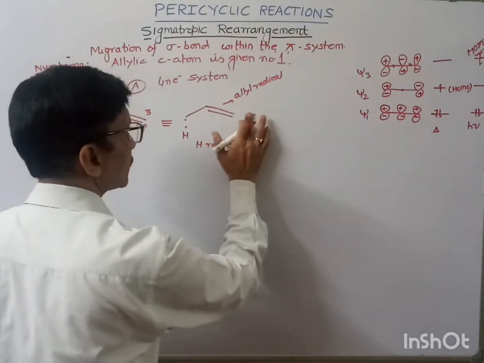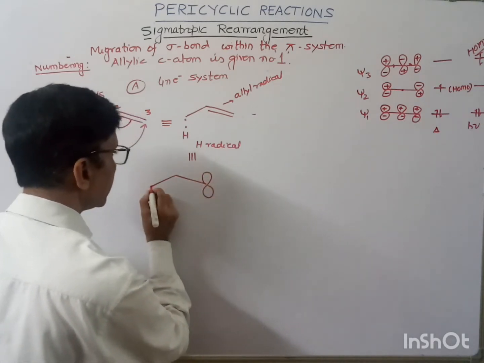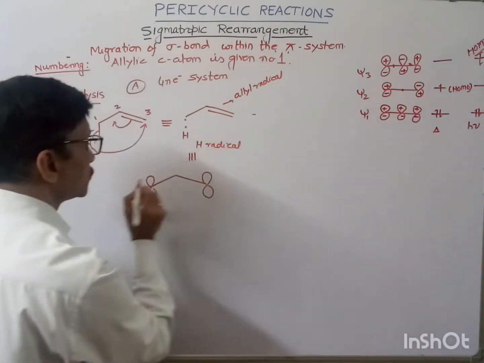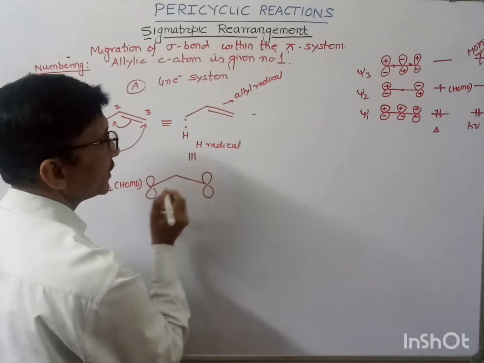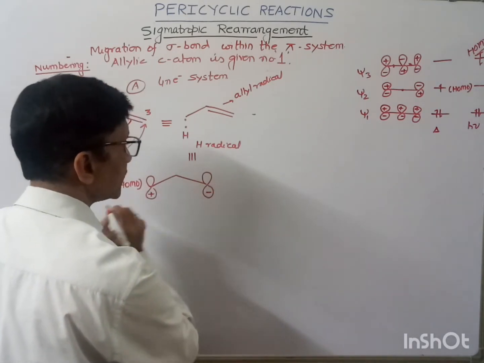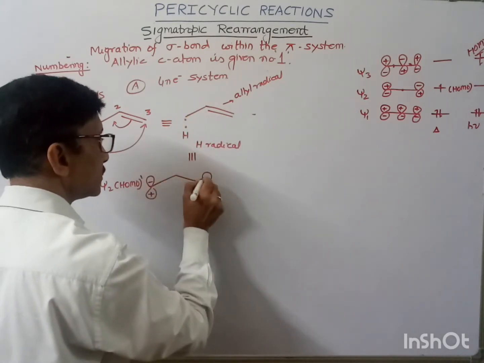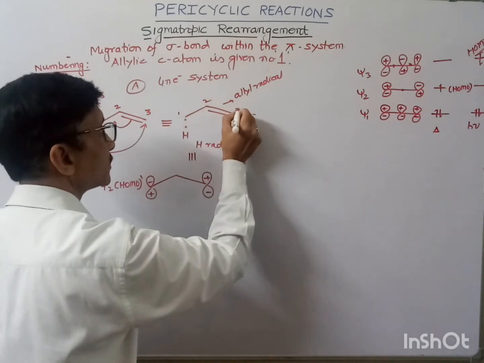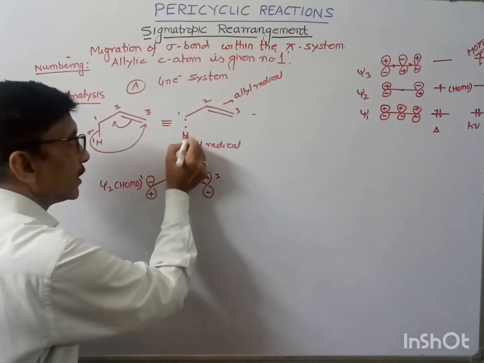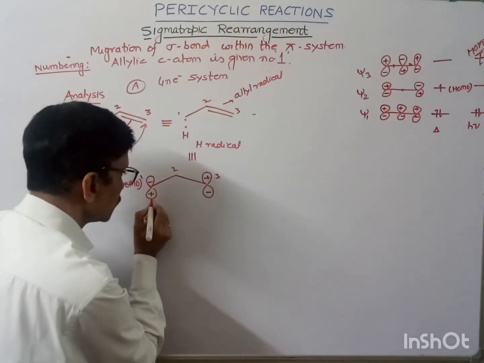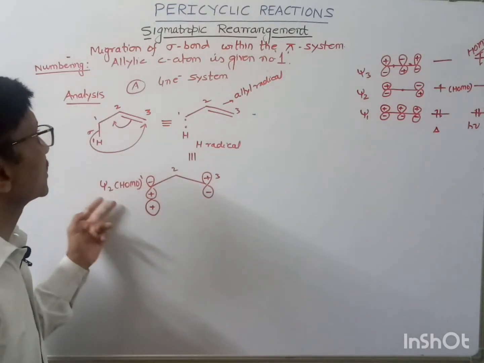So in terms of orbitals, psi2 is the HOMO for this allylic radical, having a plus sign and a minus sign. This is the first carbon, second carbon, and this is the third carbon. Another is the H radical, with the hydrogen present over here. So this is under thermal conditions.